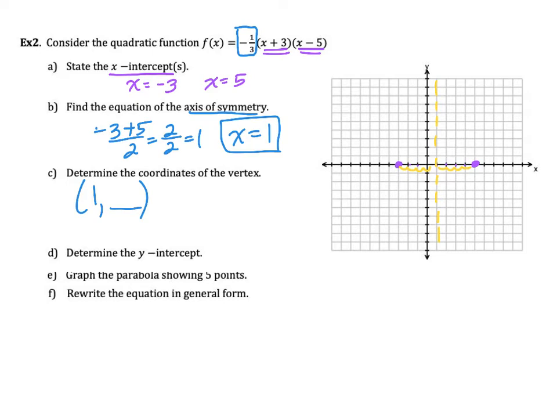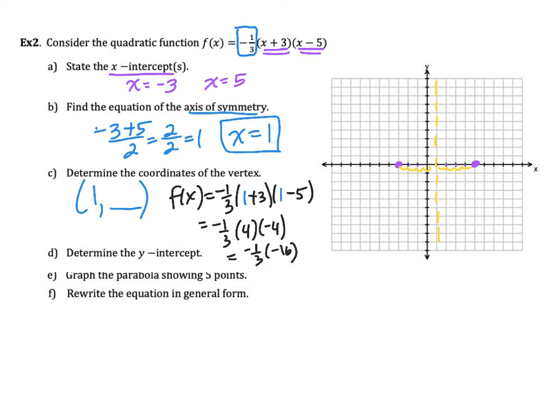So now I need to plug 1 into my original function. So I have negative 1/3, and I'm going to plug in 1 for x. So I have 1 plus 3, 1 minus 5. And now I just do the math. So it equals negative 1/3 times 4 times negative 4. Well, 4 times negative 4 is negative 16. Negative 16 times negative 1/3, we just multiply straight across, so that's 16/3.